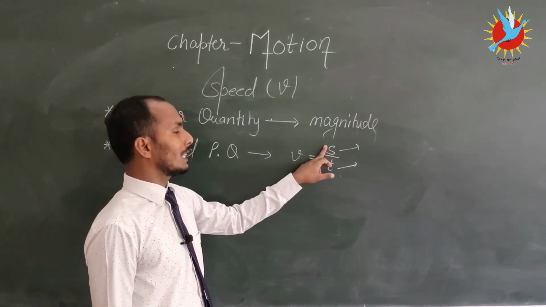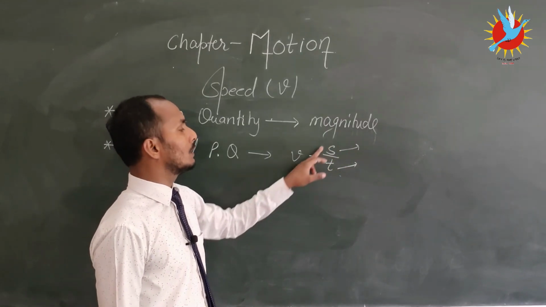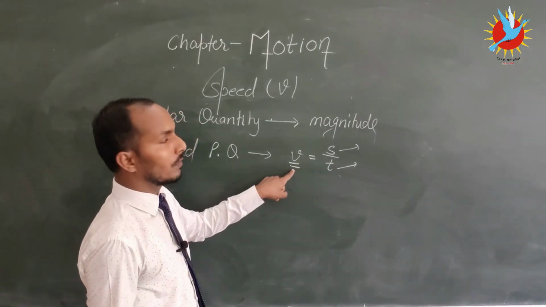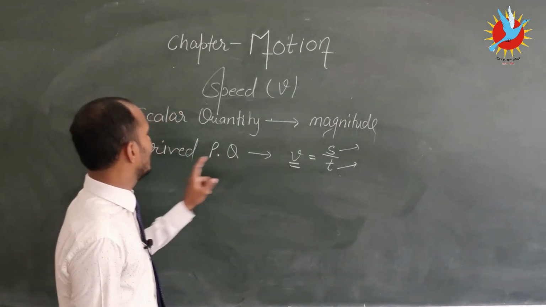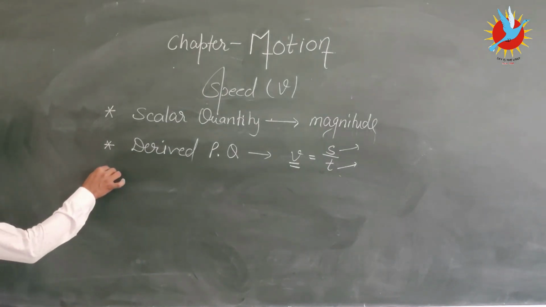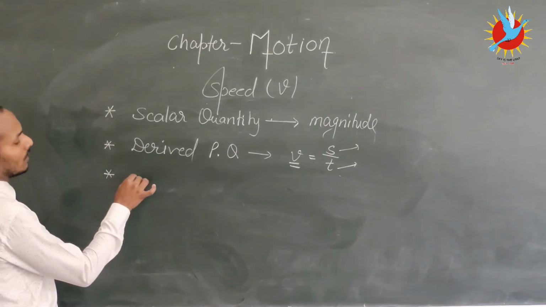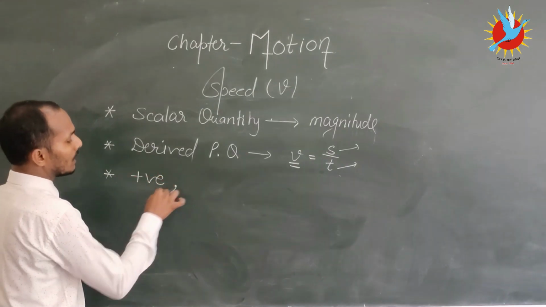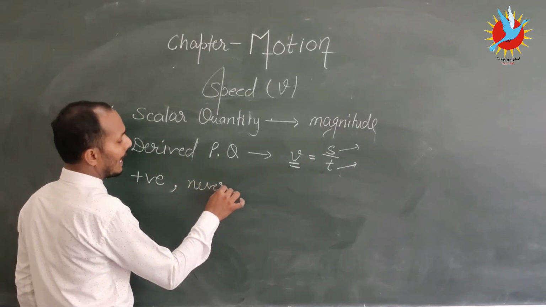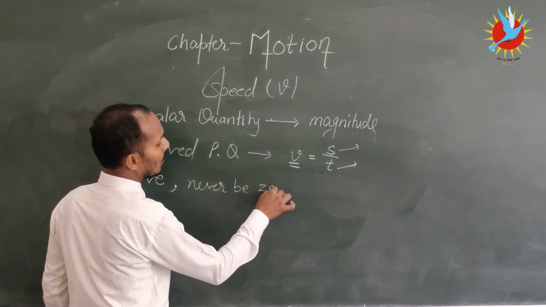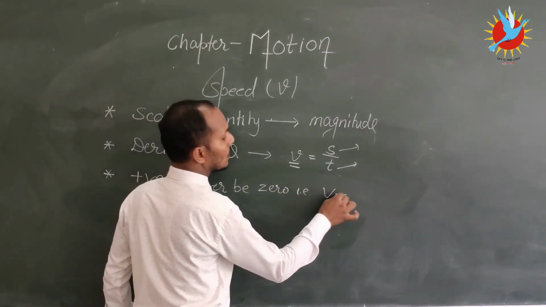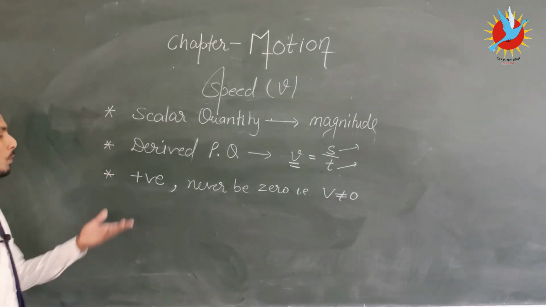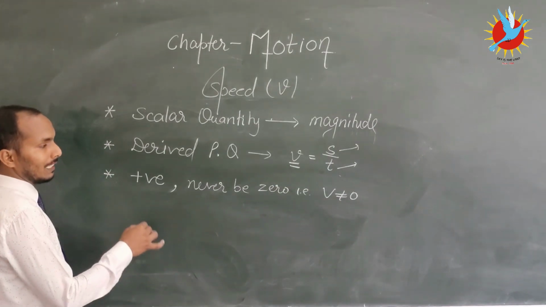And we know that distance is a kind of length, time is time, so both of these are fundamental. And how do we calculate the speed? With the help of fundamental physical quantities, so we can say that this is a derived physical quantity. Okay, and the next point is speed is always positive and never zero, that is, v is not equal to 0. It is always a positive quantity. You can take it with an example.